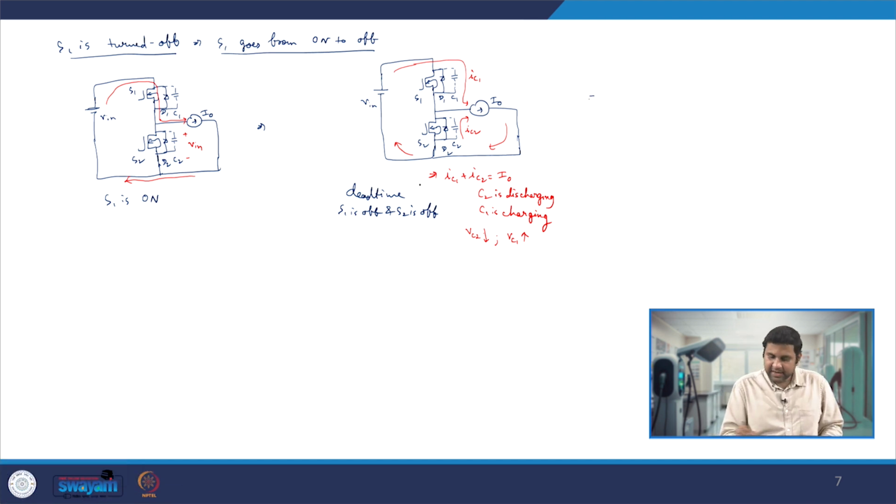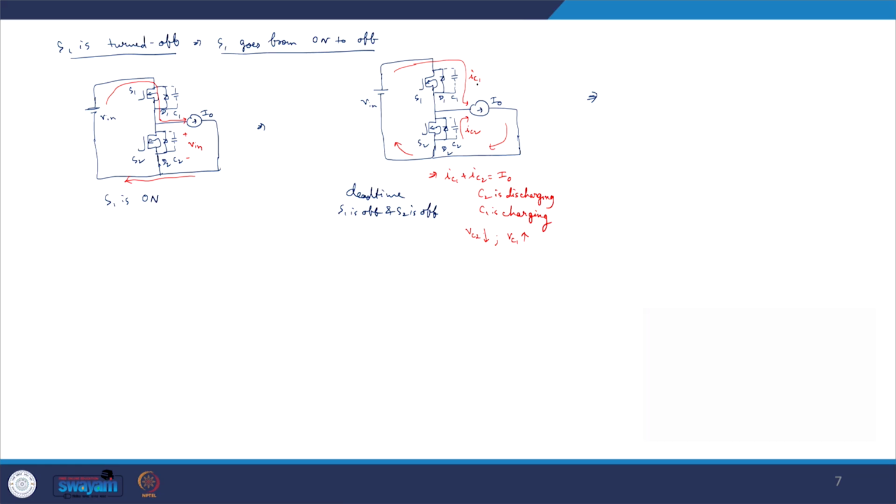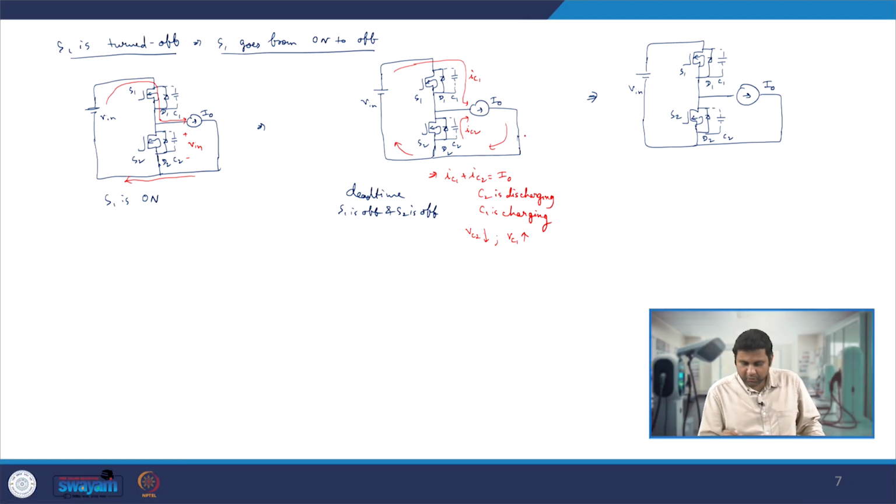So during the dead time, this voltage, which was at V in, will keep on reducing, and this voltage will keep on increasing, until the voltage across this becomes 0 and the voltage across this becomes V in. Since the voltage across this is 0, the diode D2 gets forward biased, and that is when the current will start flowing through D2. So I naught is equal to ID2.